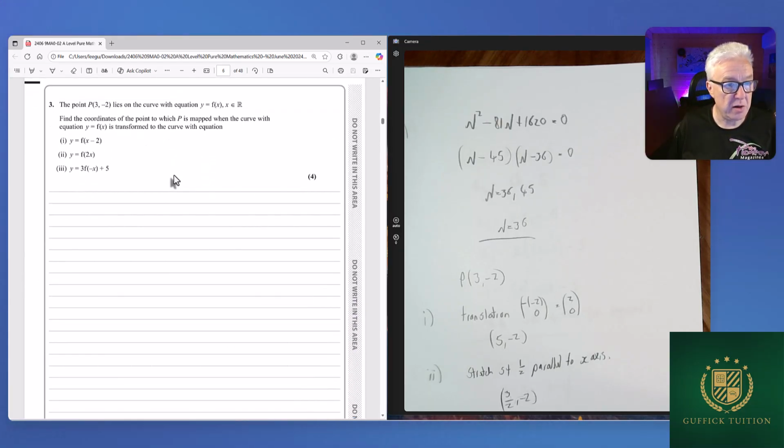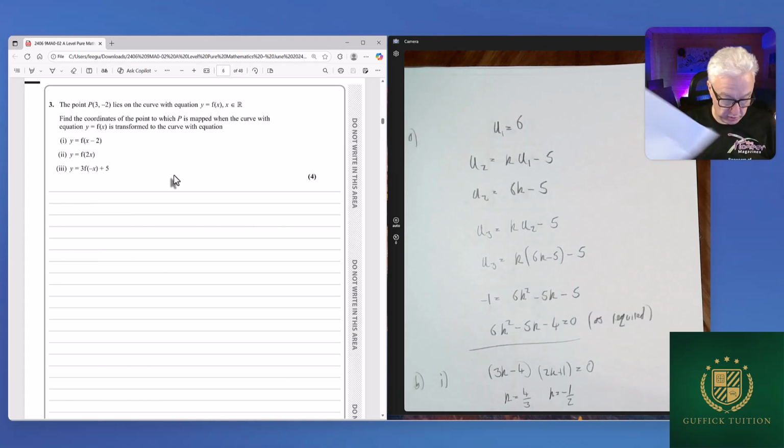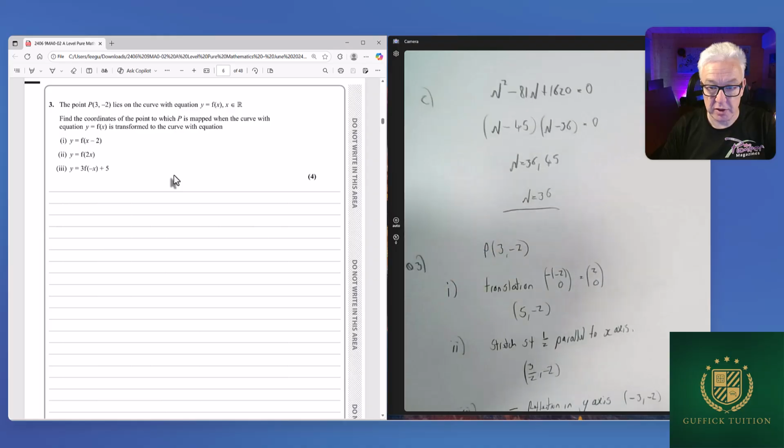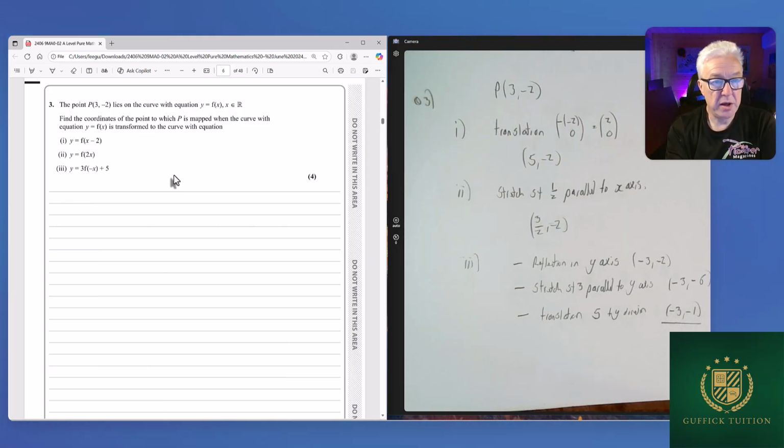Question 3, we have here graph transformations. Always important, graph transformation questions. Let's have a look at this one. Now the point P lies on a curve with the equation y equals f of x. Find the coordinates of the point to which P is mapped when the curve with the equation y equals f of x is transformed to the curve with the equation y is equal to f of x minus 2.